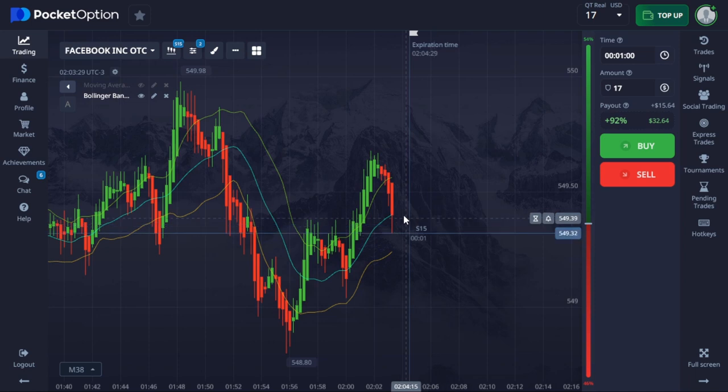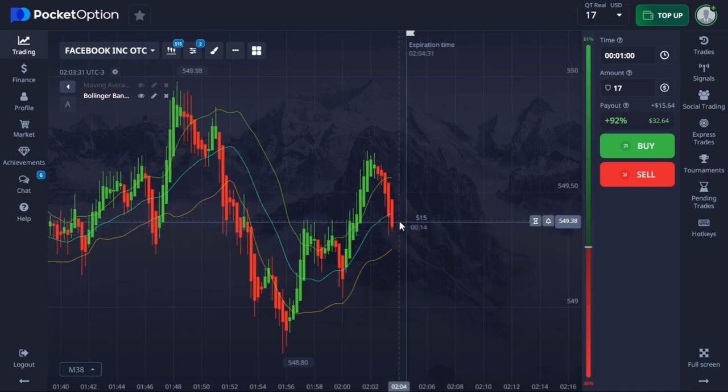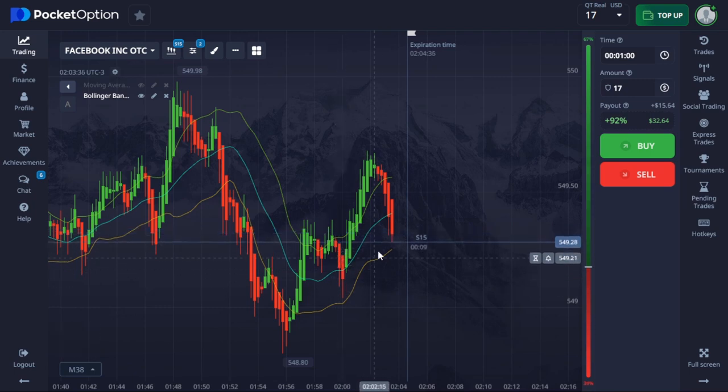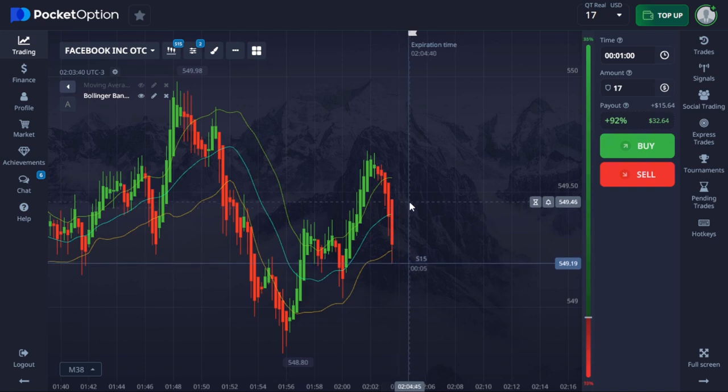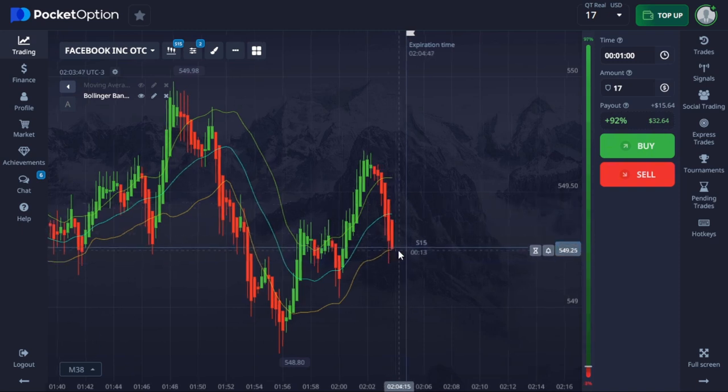I will be patient and wait. If the price breaks the average, I won't enter immediately. I will wait to see if this confirms the breakout or if this is a false signal and reverses.